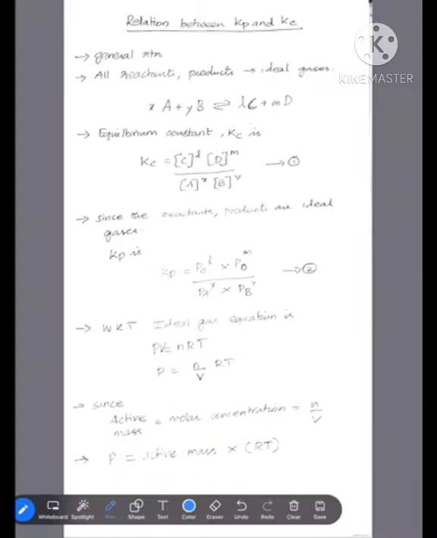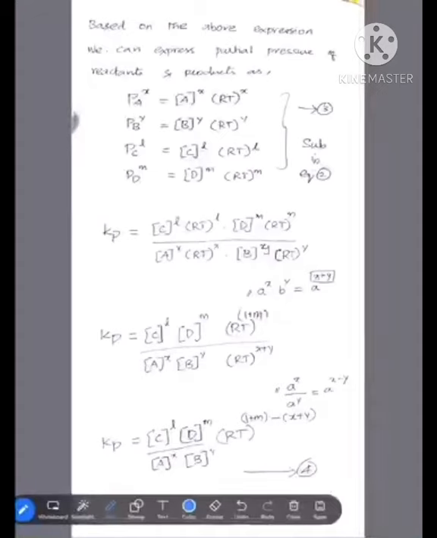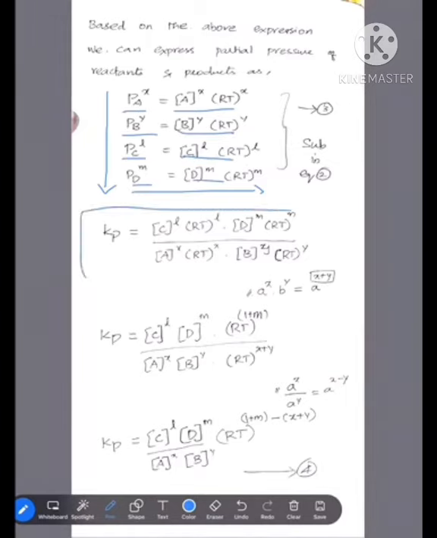Based on the above expression, we can express the partial pressures of the reactants and products, as Pa to the power x, which is nothing but the active mass of A to the power x into RT. If you write this for everything, you will get something like this, and this you will substitute in equation 2 for Kp. Instead of Pa to the power x, you write this entire term for each thing, and you get an expression like this.